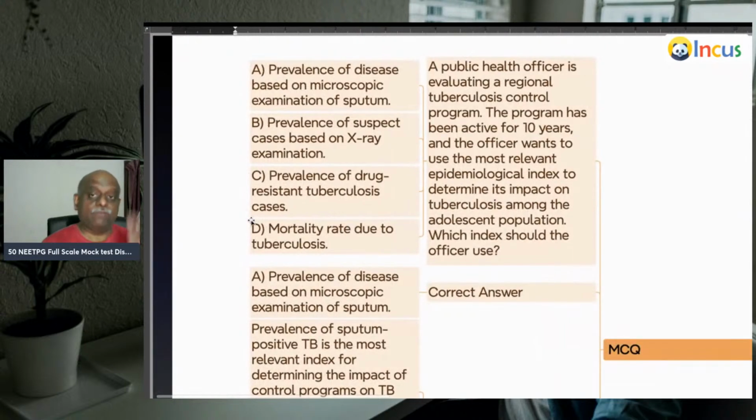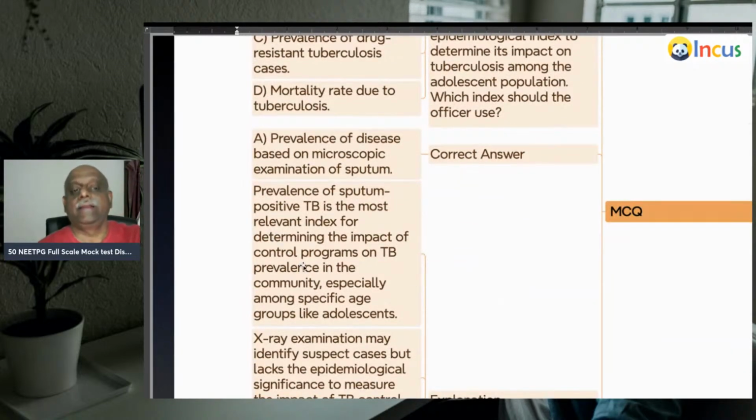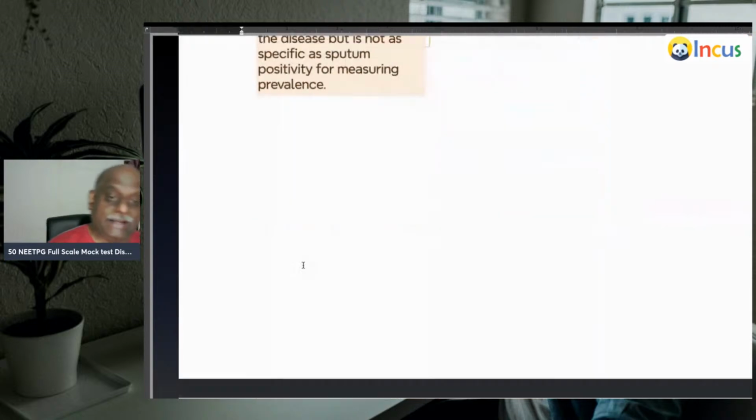A public health officer is evaluating a regional TB control program. So which index should he use? Prevalence of sputum positive TB is the most important index for determining the impact of the control programs of TB on the prevalence in the community, especially among a specific age group like adolescents, is what you need to remember.